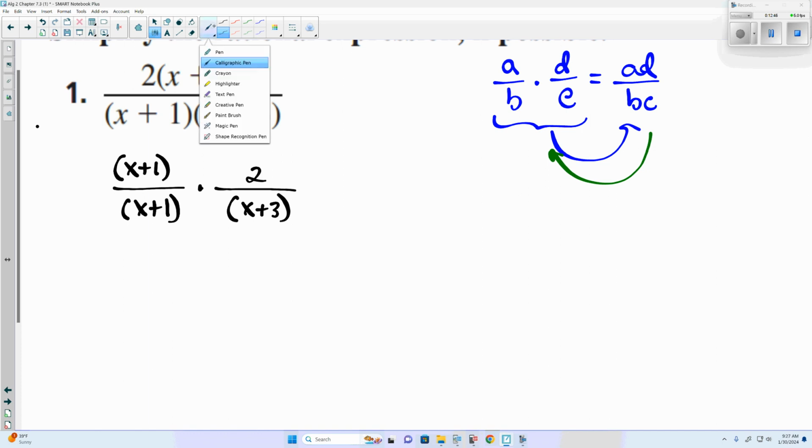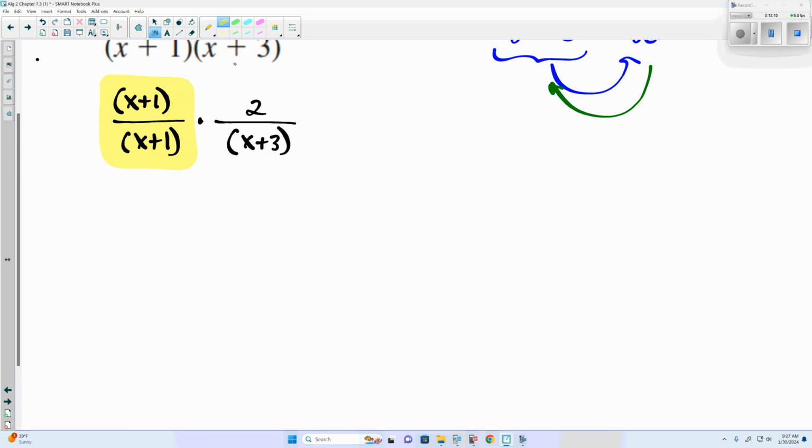Now, the reason I do this is because over here, what is x plus 1 divided by x plus 1? Almost 1. Anything divided by itself is 1, because it's one whole term, yes? So our x plus 1 over x plus 1 is, for all intents and purposes, 1. So we just have 1 times our 2 over x plus 3. Well, what is 1 times 2 over x plus 3? 2 over x plus 3.